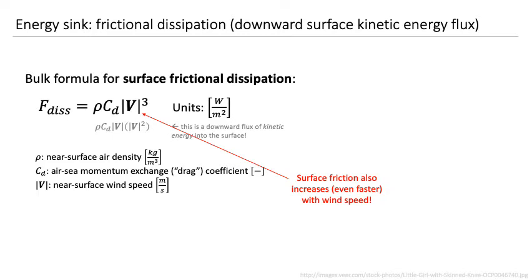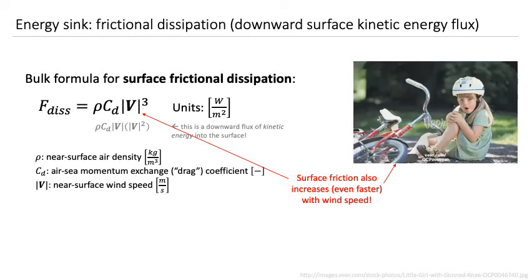So you'll notice now surface friction, this equation increases with the cube of the wind speed, so even faster, but again, it increases with wind speed. And so it's a really simple analogy again, is think about falling off your bike and scraping your knee. The faster you're going, the faster you slow down, I guess, which is to say that the surface kinetic energy flux is even faster, and you're probably more injured than you were if you were going slower.